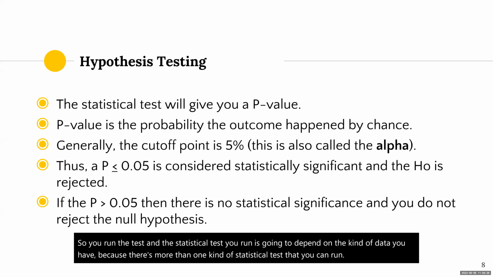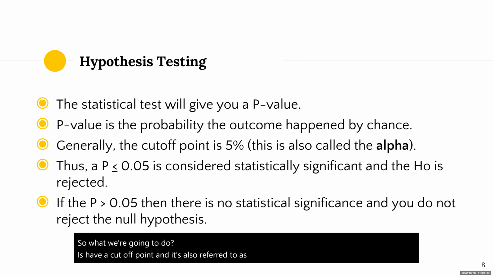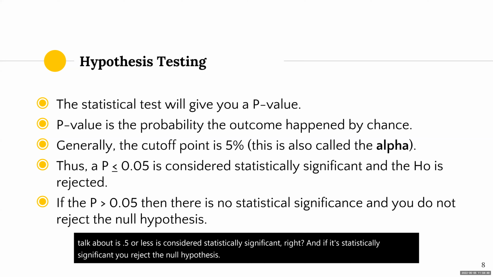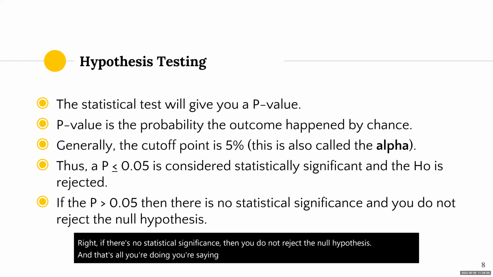Okay, so what we're going to do is have a cutoff point. It's also referred to as alpha. And this cutoff point that people usually talk about is 0.5 or less is considered statistically significant, right? And if it's statistically significant, you reject the null hypothesis, right? If there's no statistical significance, then you do not reject the null hypothesis. And that's all you're doing. You're saying that something is likely due to chance or likely not due to chance.